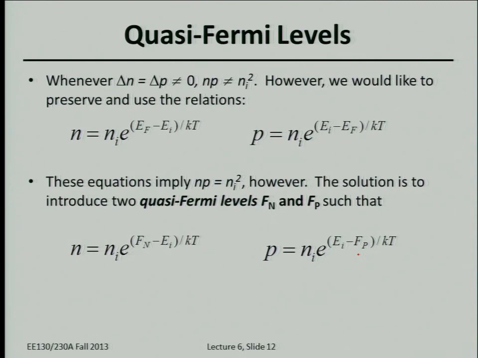And if you compare these equations to the thermal equilibrium, the normal Fermi level equations, you can see that basically the purpose of the quasi-Fermi level for electrons is only to tell you the concentration of electrons. And the purpose of the quasi-Fermi level for holes is only to tell you the concentration of holes.